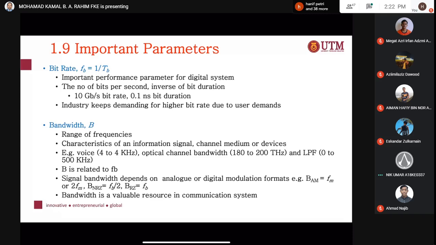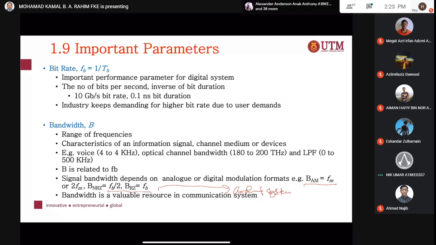Okay, the bandwidth is a range of frequencies, a characteristic of information, channels, mediums, or devices. For example, voice is 4 kilohertz, optical channel 100. B is related to FB, and FB is your bit rate here. Signal bandwidth depends on analog or digital modulation formats. For example, bandwidth of an FM signal is 2 FM. Now return to 0, you can see that this is for digital. You have FB over 2 for return to 0, so it depends on the coding. This is the coding system that you are going to learn in the digital part later on.